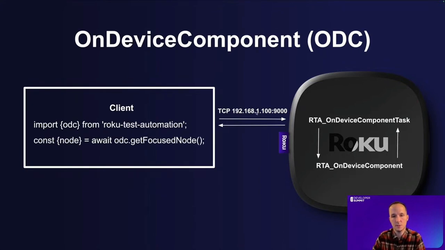It's done using a TCP socket with the Roku's IP address on port 9000. The request gets sent to the device. The task receives it. In this case, it's something that can't be handled by the task, so it gets passed to the on-device component render thread component. Then when we get the result, it gets sent back to the task, and that gets sent back to the client, and then we can actually respond to that here.